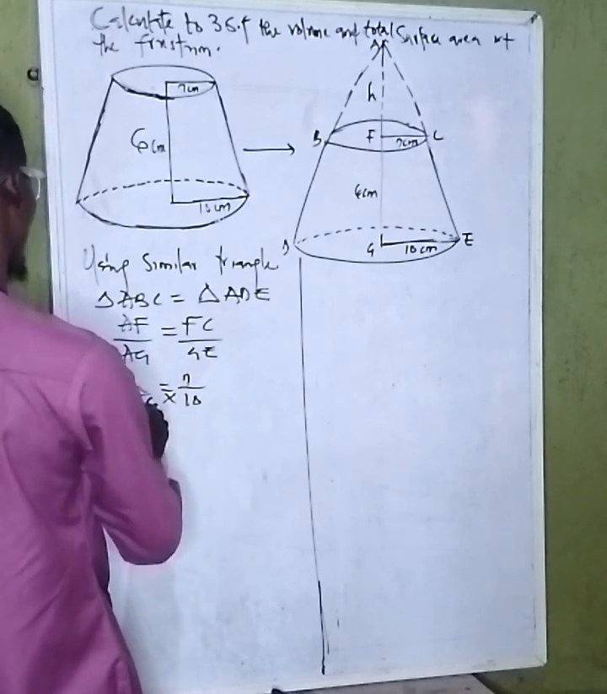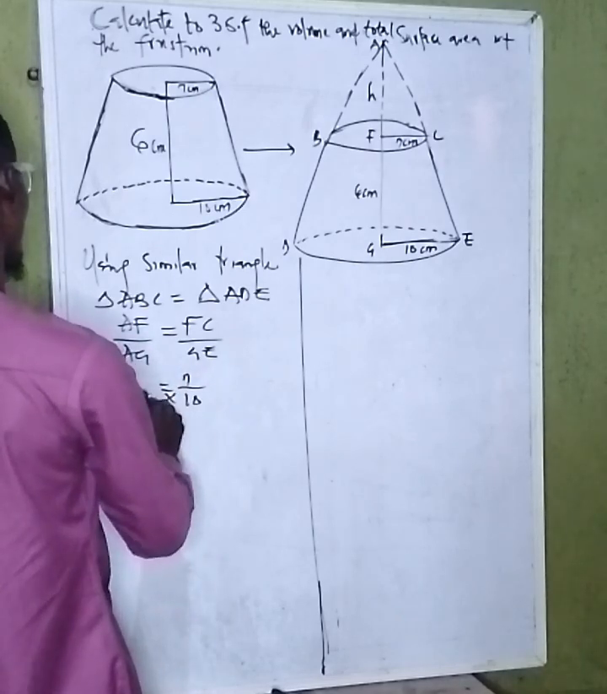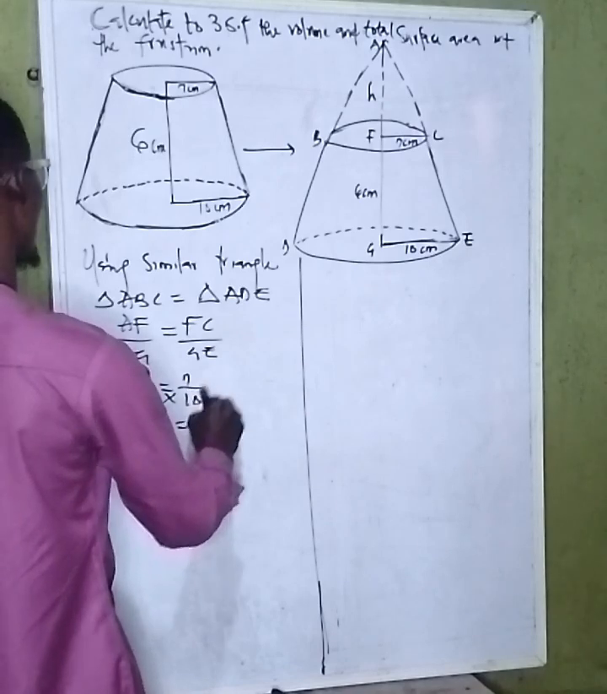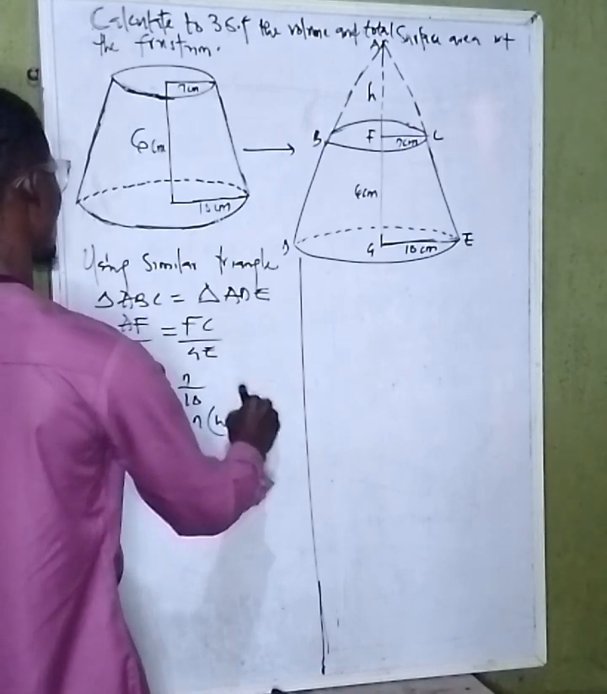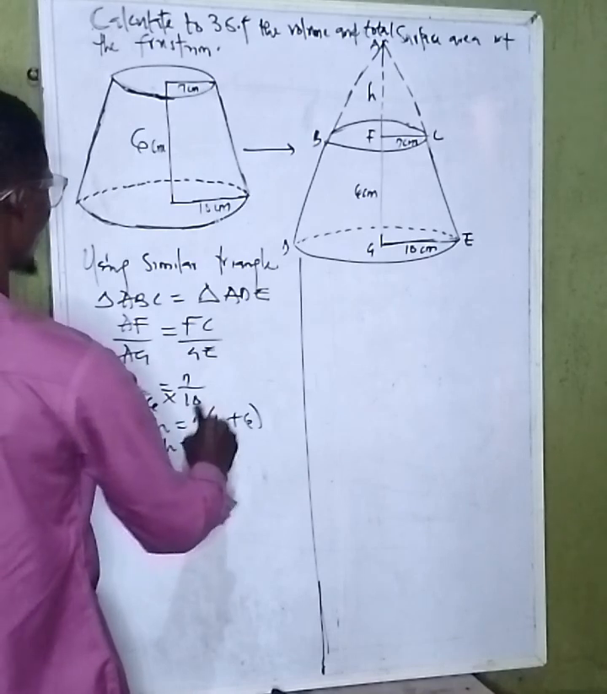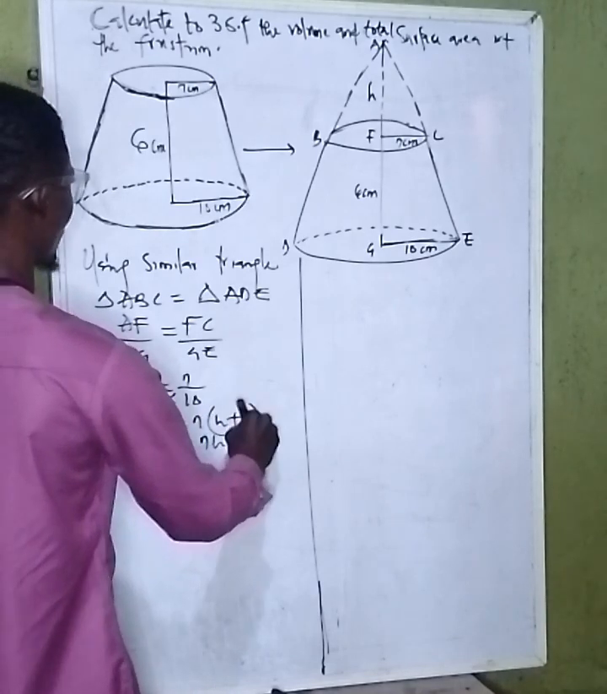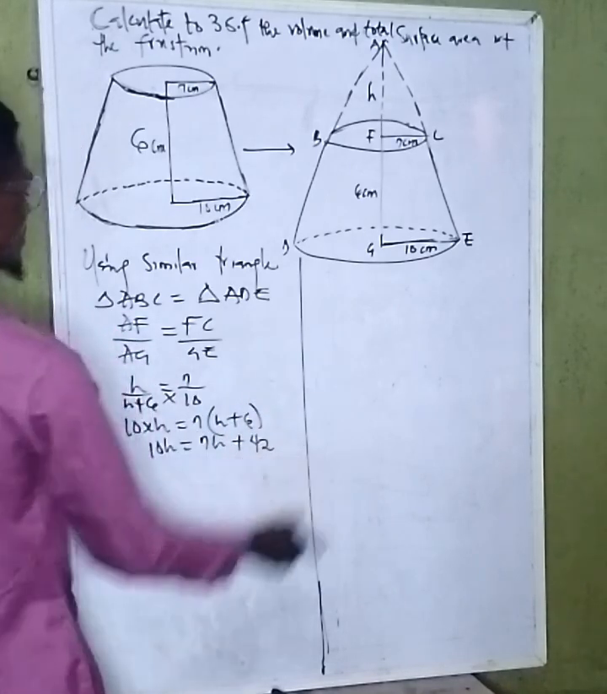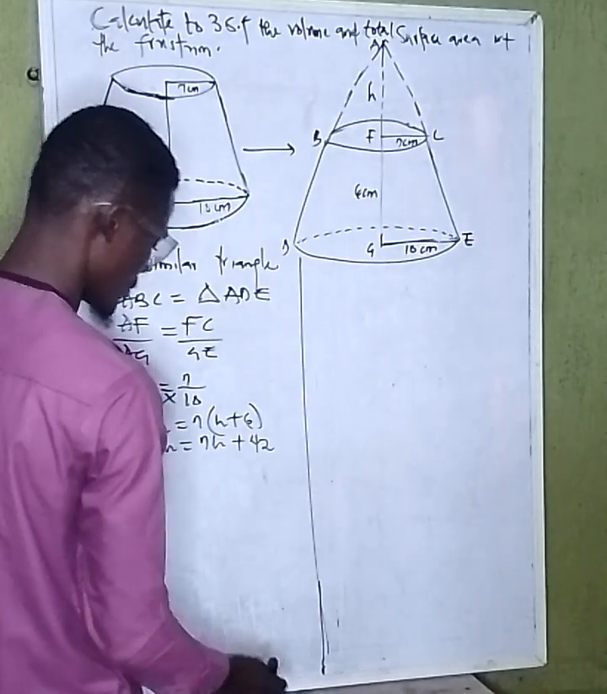When we cross multiply, we have 10 times H equals 7 into H plus 6. So let's open our bracket. We have 10H equals 7H plus 42. 7 times 6 will give us 42.